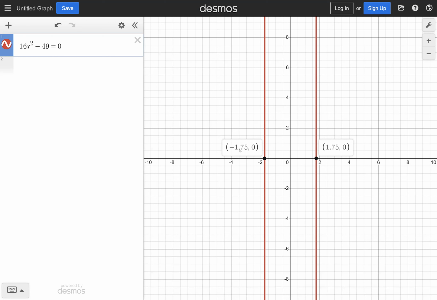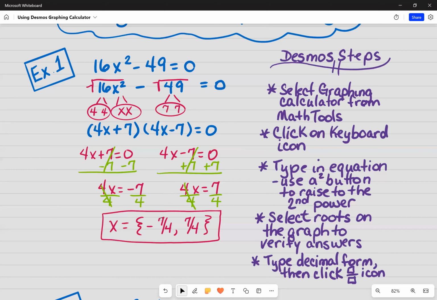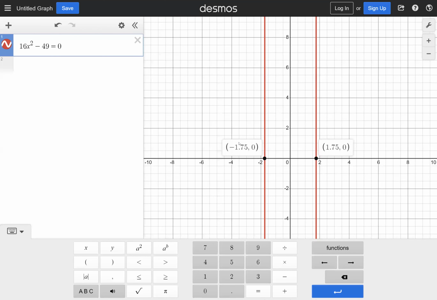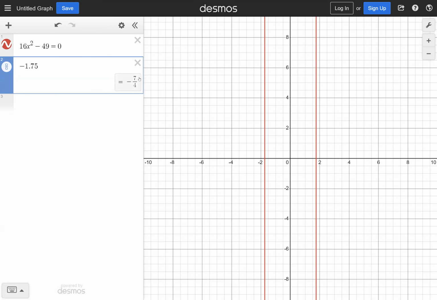All right, so now what I want to do is double check it with my answers. I had -7/4, but I noticed in Desmos, -1.75 is shown. So what I would do is type in -1.75. In front of it, I see a fraction icon. Click on that, and that tells me the equivalent fraction, -7/4.